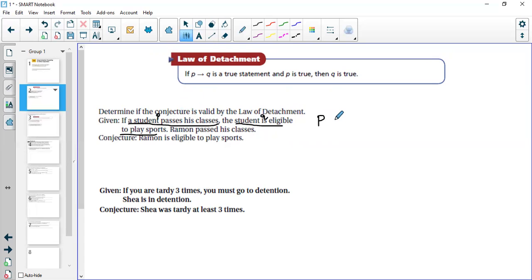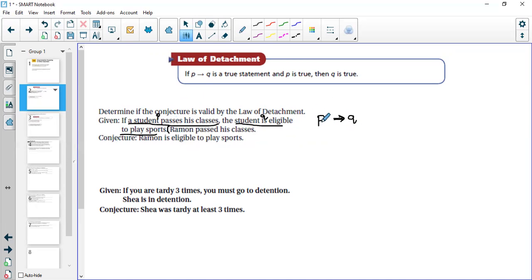So, P then Q is: if the student passes his classes, then he is eligible to play sports. Now, the situation given is Raymond passed his classes. So if Raymond passed his classes, what happens? The conjecture they have given is Raymond is eligible to play sports. So, do you think this is a valid point from the law of detachment? They say Raymond passed his classes.